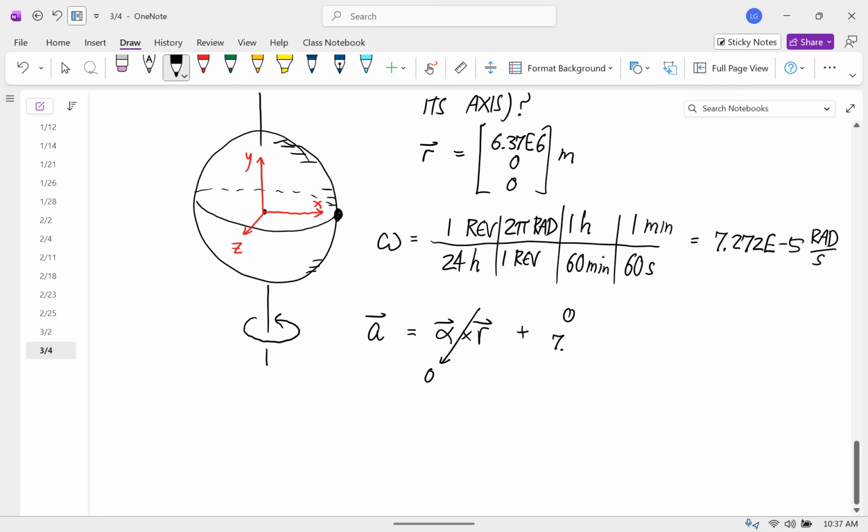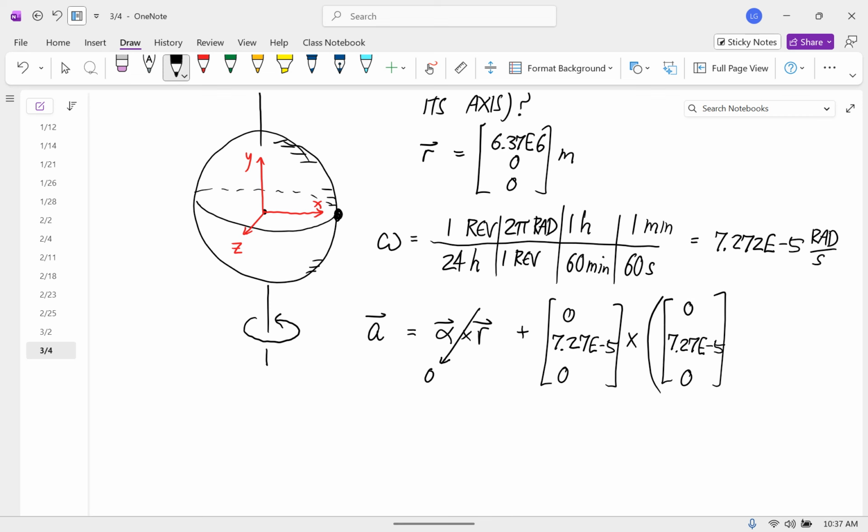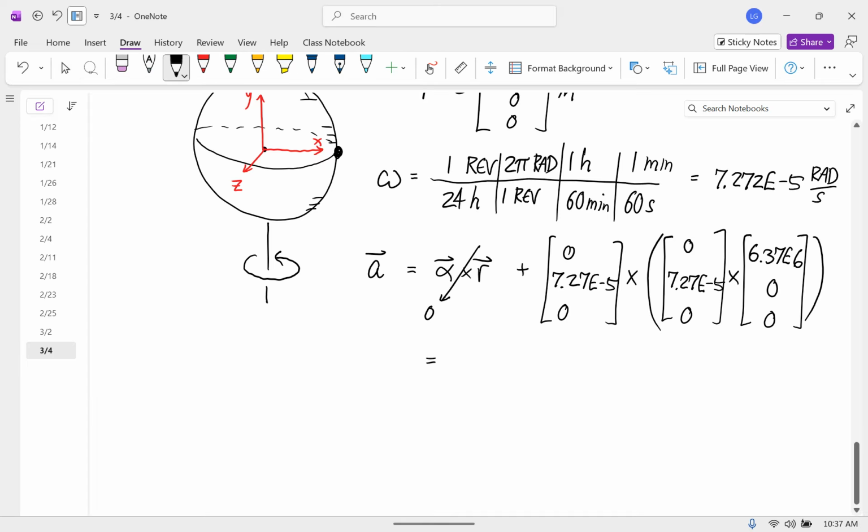So we have 0, 7.27 times 10 to the minus 5, 0, crossed with 0, 7.27 times 10 to the minus 5, 0, crossed with 6.37 times 10 to the 6, and so the acceleration is about negative 0.0337. Then these are zeros with the way I did it.